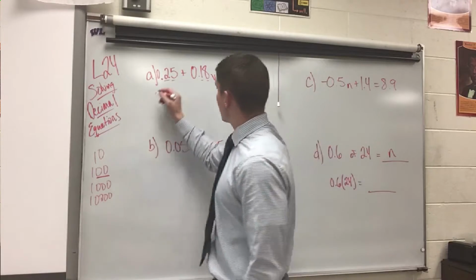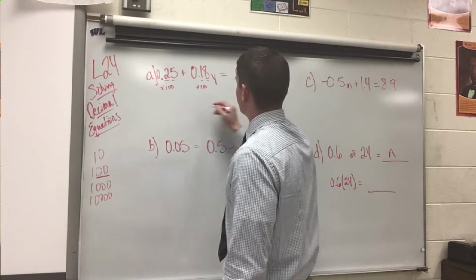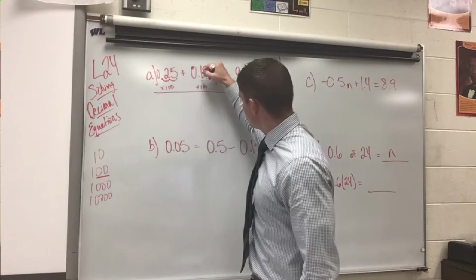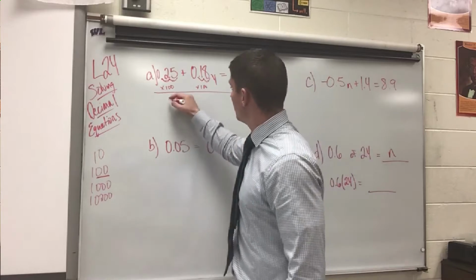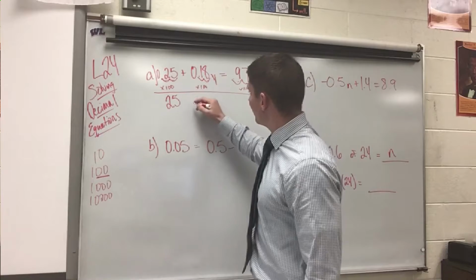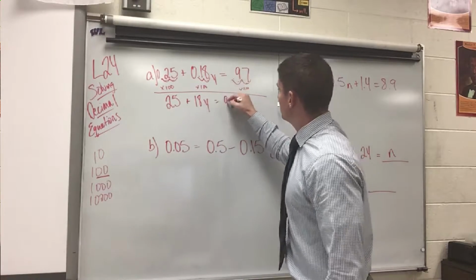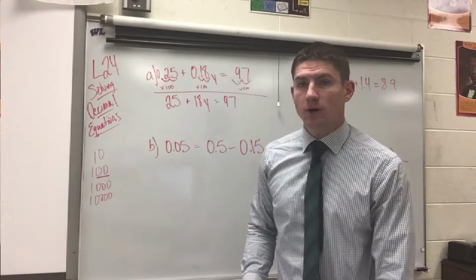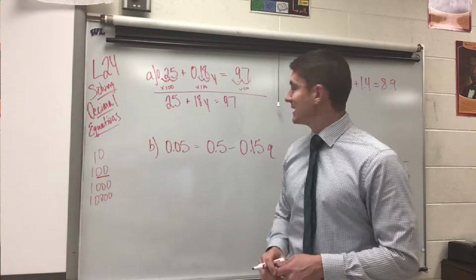In this case, I'm going to rewrite this, multiply by 100, multiply by 100, multiply by 100. Now the only thing that changes is where those decimal places go. They move to the right two spaces. Now I can rewrite the entire expression without those decimal places. 0.25 turns into 25, 0.18y turns into 18y, and 0.97 turns into 97. Now I'm back in lesson 23, solving two-step equations without having to worry about decimals. I'm going to use the reverse order and inverse operations to get that done.